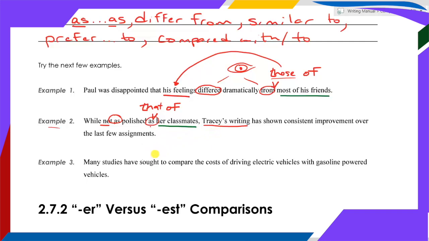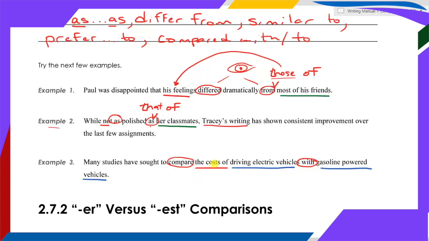In example 3, many studies have sought to compare the cost of driving electric vehicles with gasoline-powered vehicles. So we have compare something with something. So there's our comparison tip-off clue. Now, what two things are being compared? We are comparing the cost of driving electric vehicles, and then in this second half, we just have gasoline-powered vehicles.